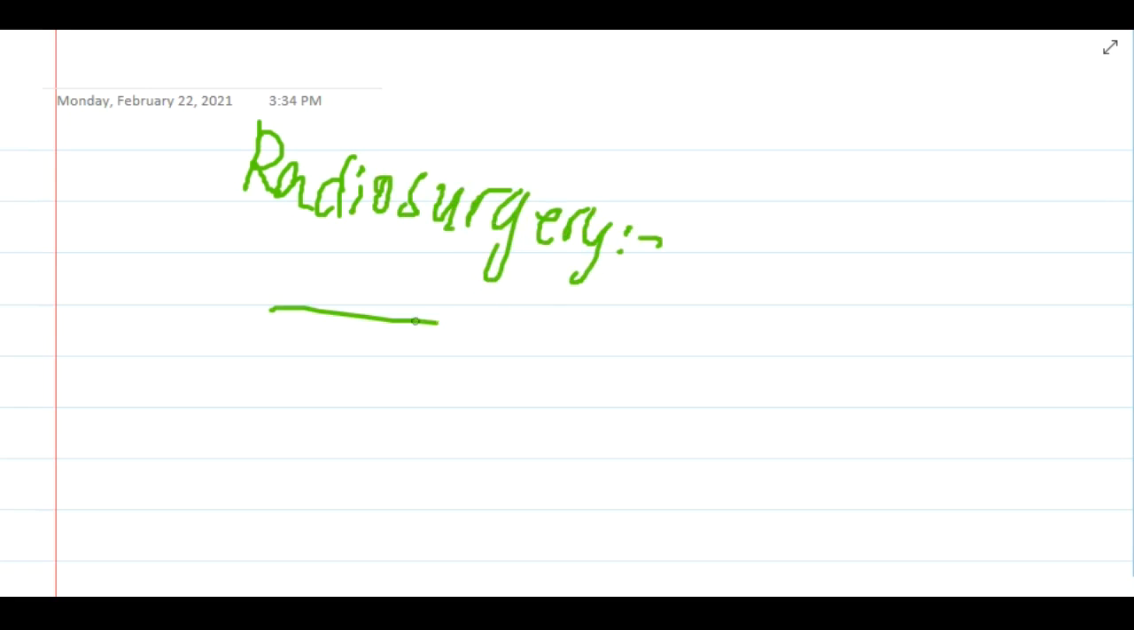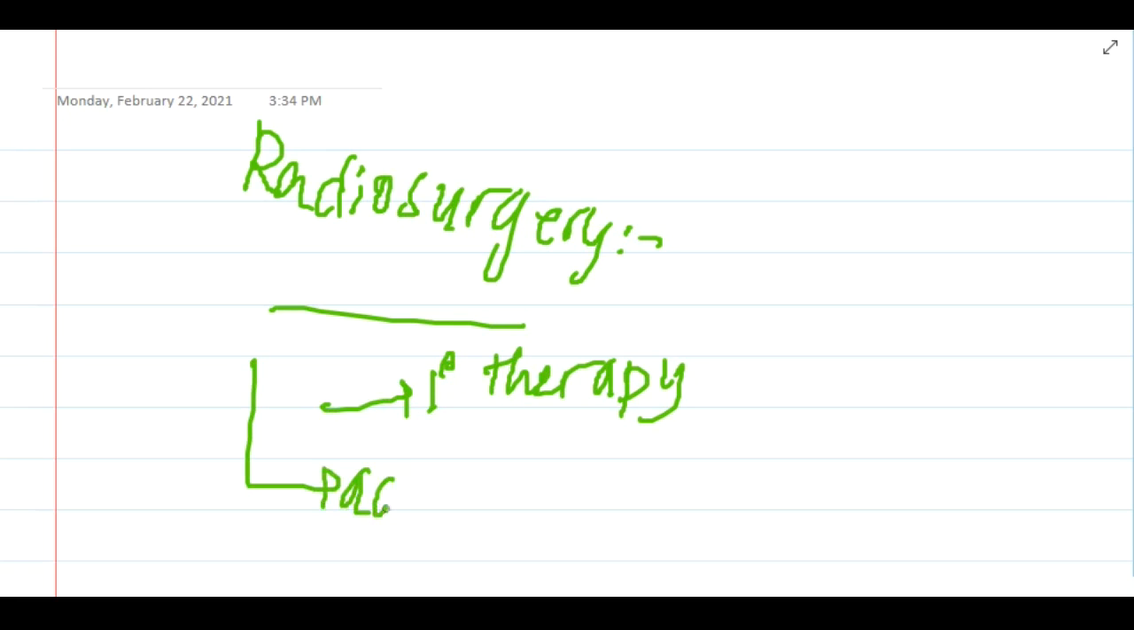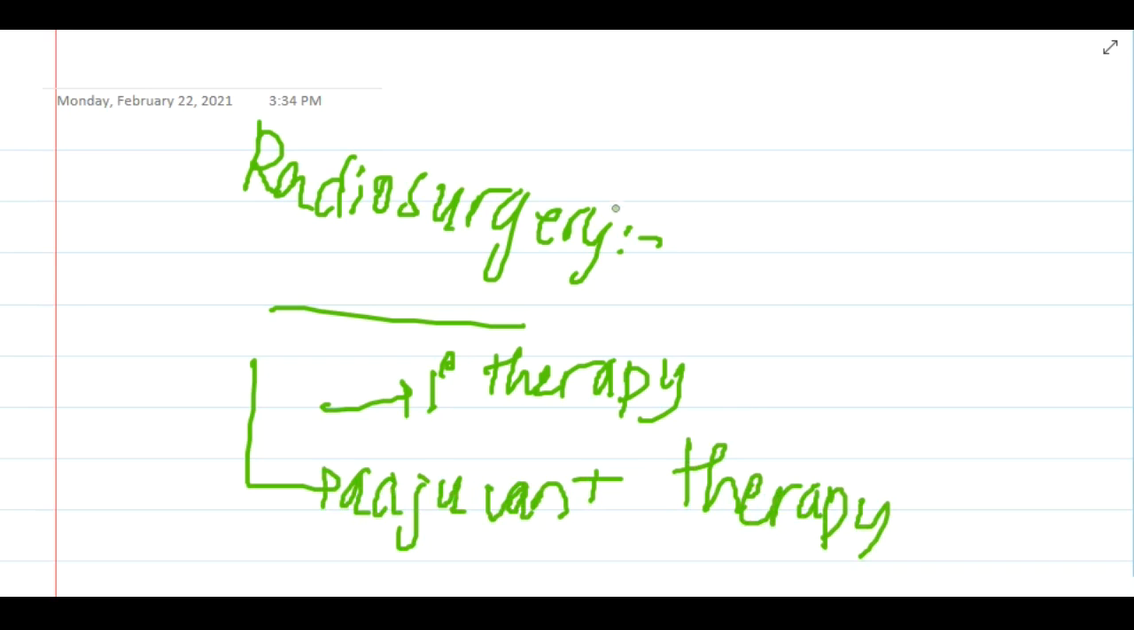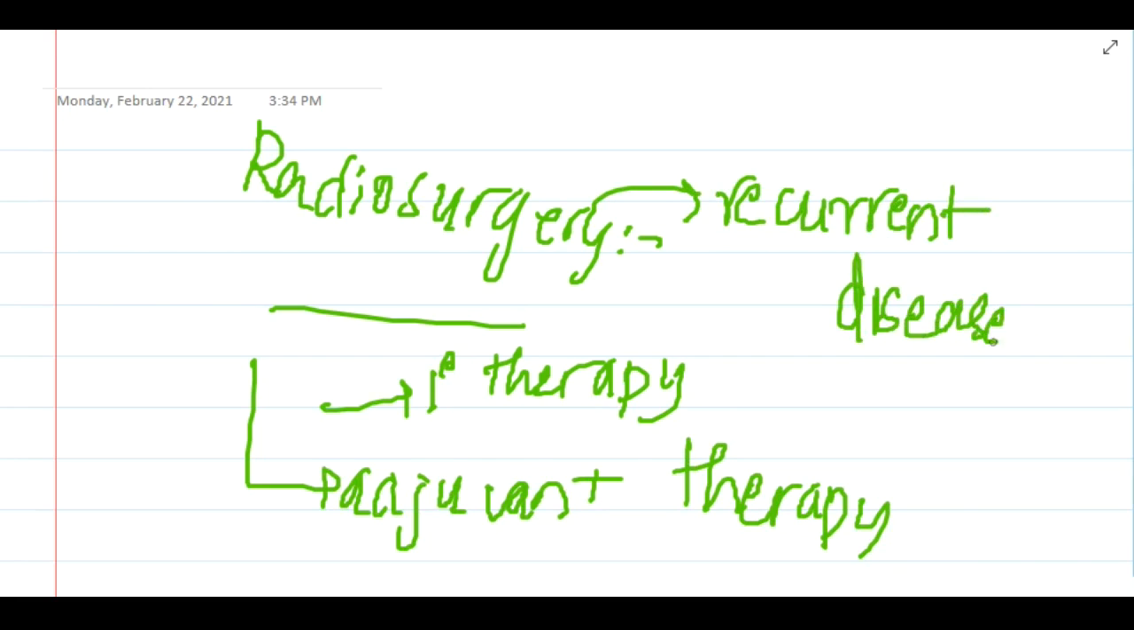There is one more thing called radiosurgery. It can be used as primary therapy, or as adjuvant therapy after total resection. And third, it can be used for recurrent disease. So you can use radiosurgery for three things: recurrent disease, primary therapy, and adjuvant therapy. So this is about pituitary adenoma, right?